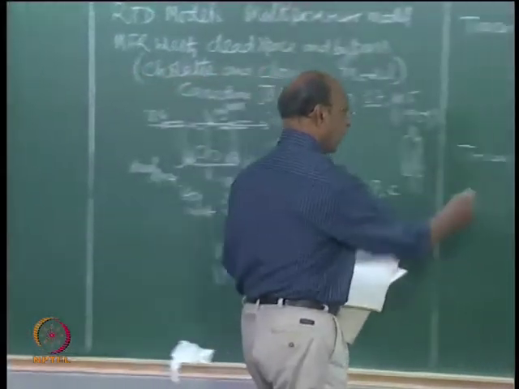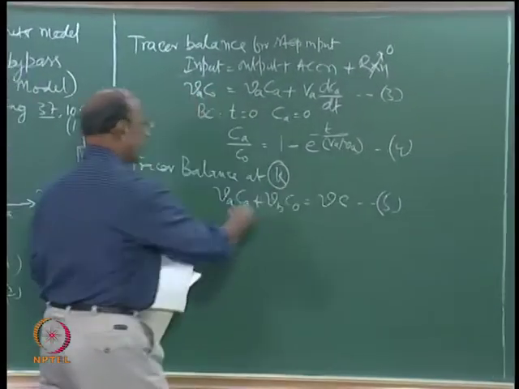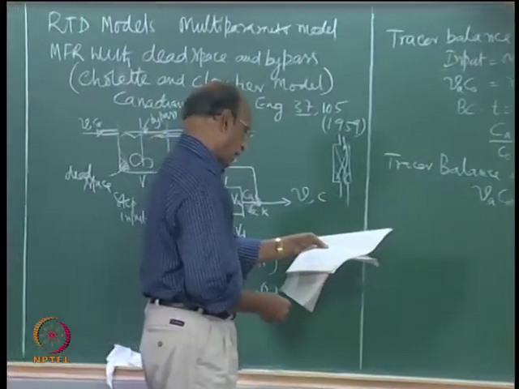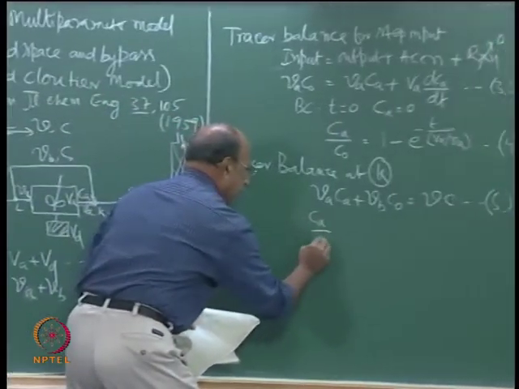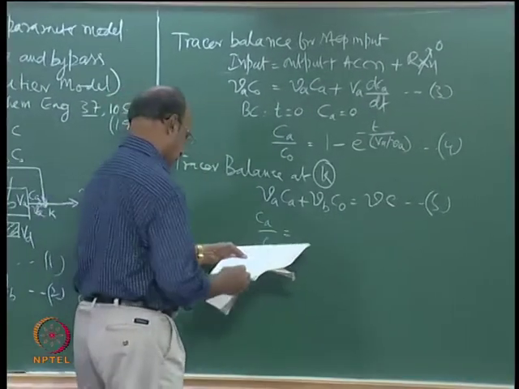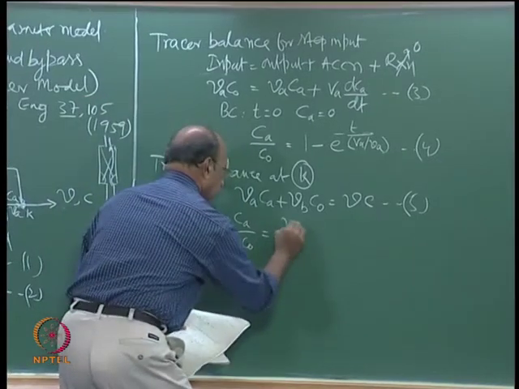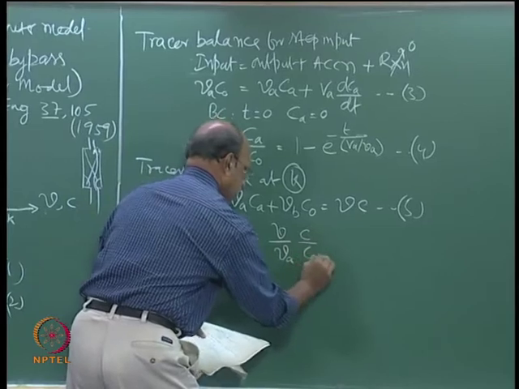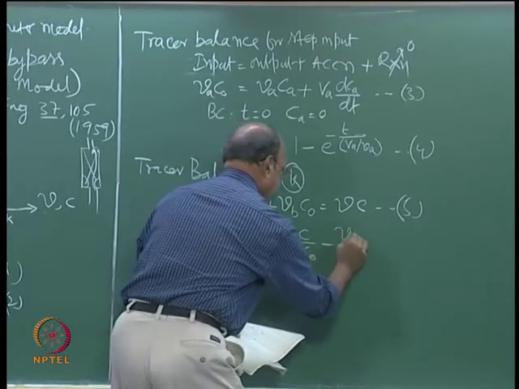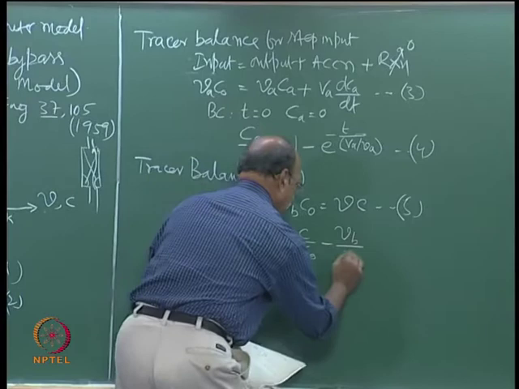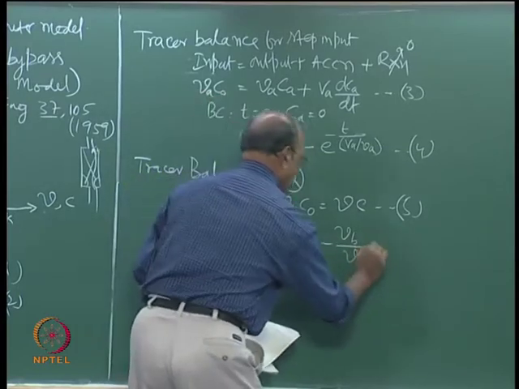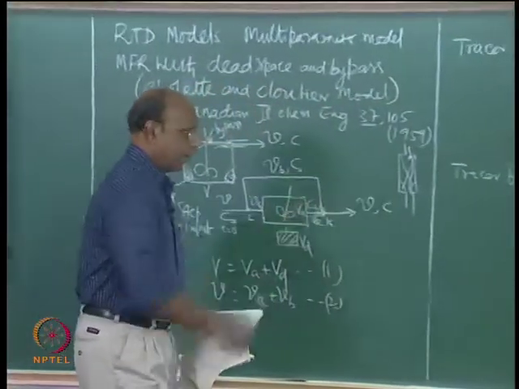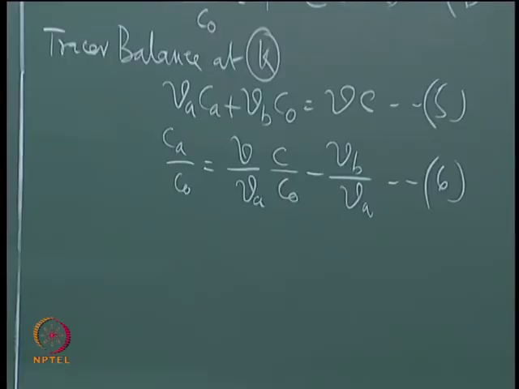Now we have to write this equation in such a way that all those things are eliminated. The first one we can write is C A by C naught. I am not giving the mathematical details; you have to find that out. This is v by v A times C by C naught minus v B by v A, all small v's. So, this is equation 6. Simply divide by C naught and arrange, right?